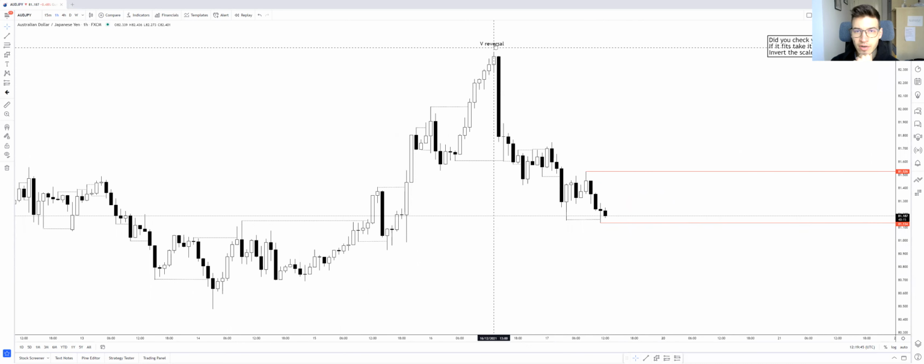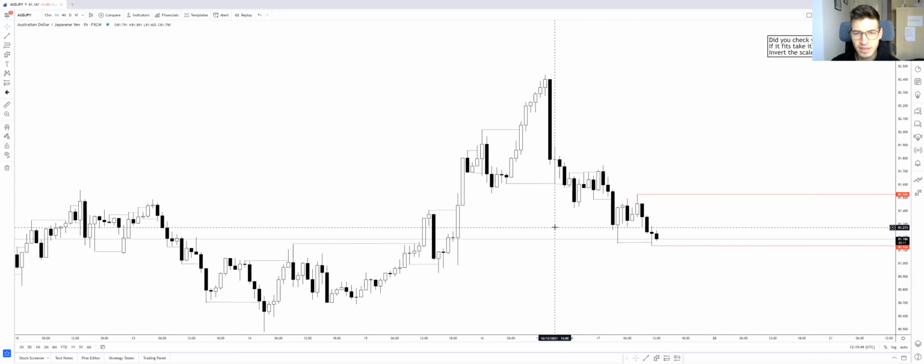So the final pair, the Aussie and the Japanese yen. What I'm seeing here is we had this impulse push to the upside, broke the high, retraced, broke the low, retraced, signaling to us a range. But we didn't get a range. We actually got a nice impulse to the upside, clear momentum, and I was willing to take a long trade.